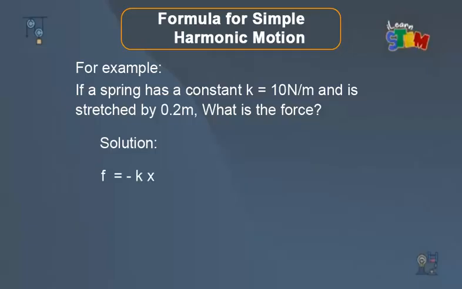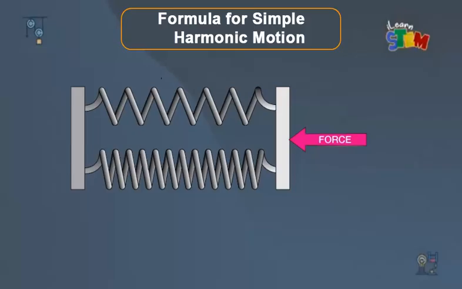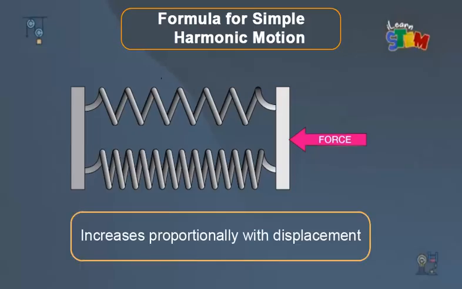Solution: substitute the values into the formula. F equals minus kx. K equals 10 newtons per meter, and x equals 0.2 meters. Now, F equals minus 10 newtons per meter times 0.2 meters. Therefore, F equals minus 2 N. The negative sign indicates the force is directed toward equilibrium. Hooke's law shows that the force exerted by the spring increases proportionally with displacement. Well done, you're doing great.